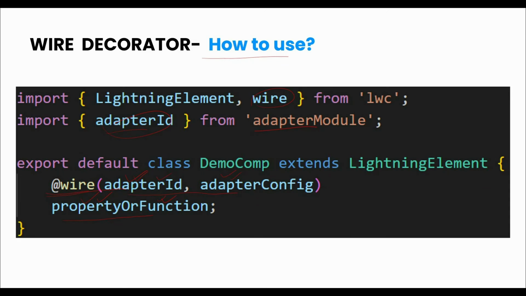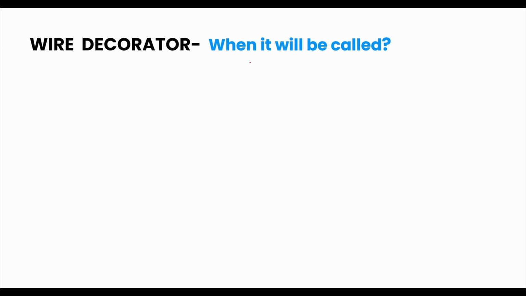As of now, we have gone through what Wire Decorator is, how we can use it in LWC components, and how it will return data. But still we have a few open questions, like when it will get called, how it works, why we should use it, and many more. So let's move ahead and address them one by one. First, let's start with when Wire Decorator will be called.